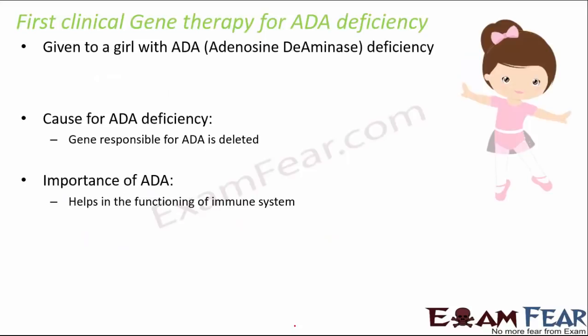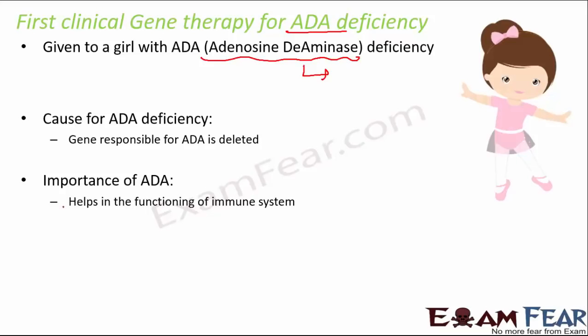Okay. Now, ADA deficiency, what is it? It is adenosine deaminase deficiency. Why does this deficiency occur? This occurs because the gene responsible for adenosine deaminase is deleted. Now, what is adenosine deaminase? This is an enzyme which is involved in purine metabolism.